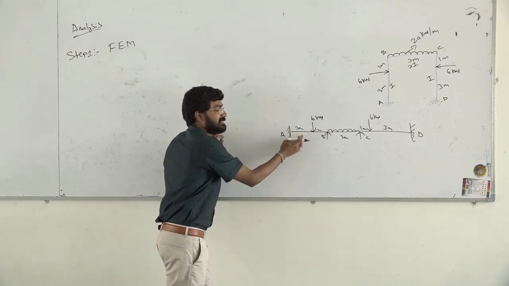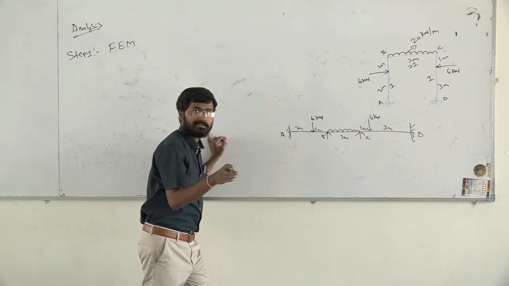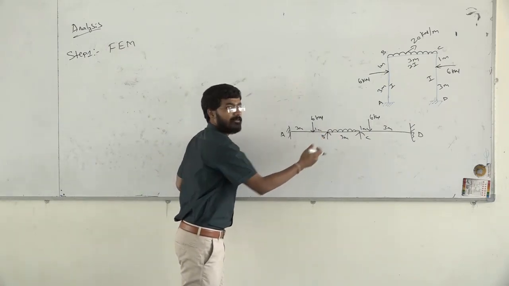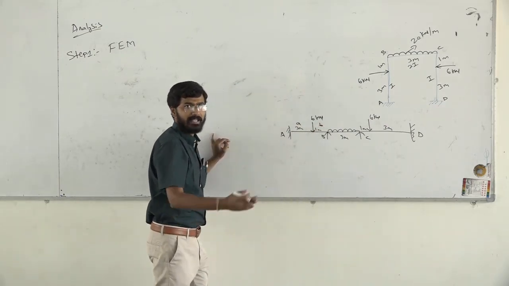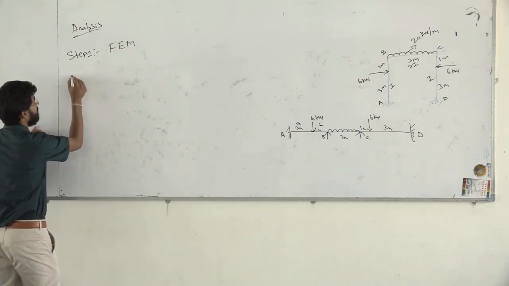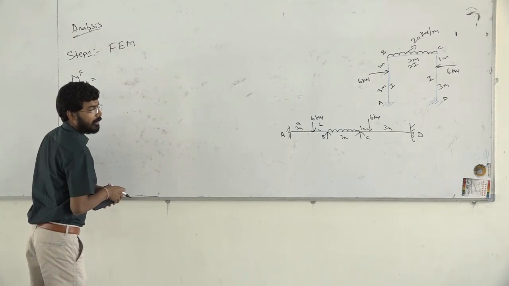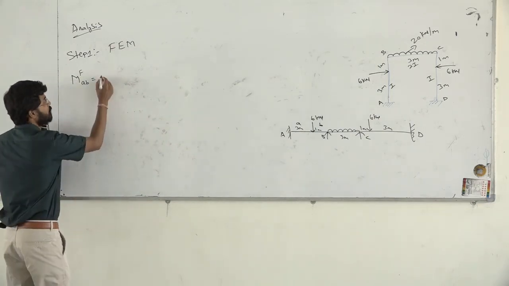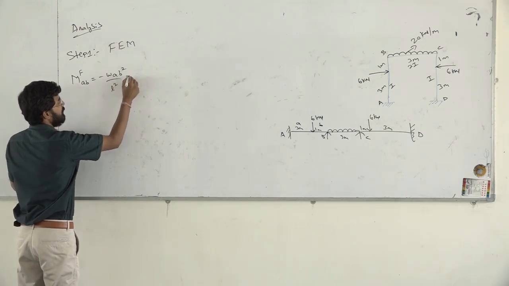We have a point load, but this point load is eccentric. It is not acting exactly at the center, but it is acting at a distance of 3 and 1, which means that here the distance is A, and the distance here is B. A and B distances we have. Now to calculate MFAB, what is the formula we have? The formula here is minus WAB square upon L square.